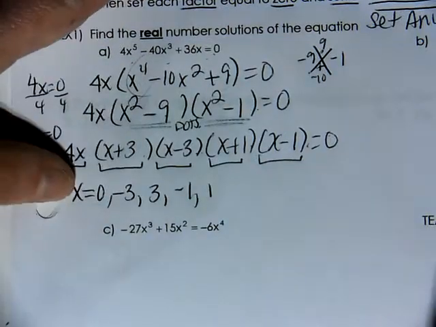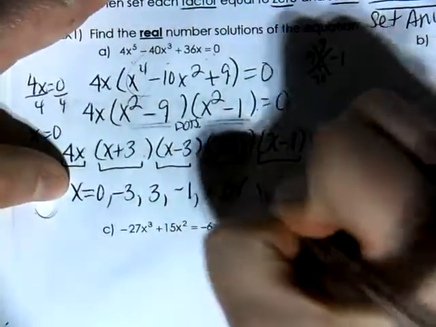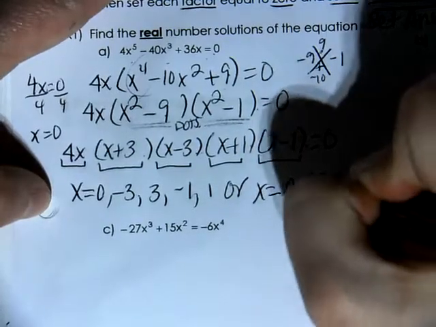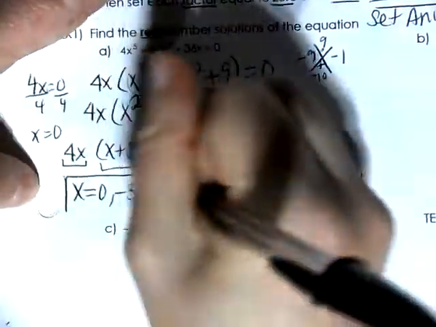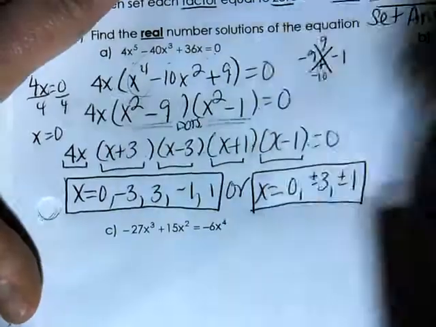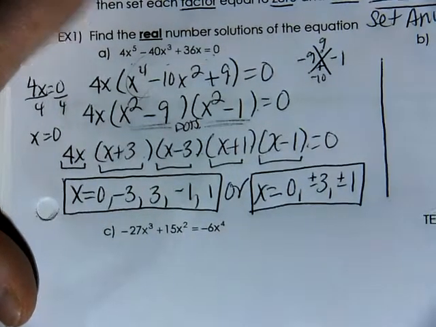You can write your answers just like you see here, or you can write it as x equals 0, comma, plus or minus 3, and plus or minus 1. Both ways are absolutely appropriate. Let's go ahead and look at letter B.